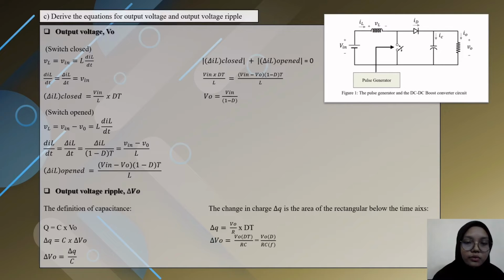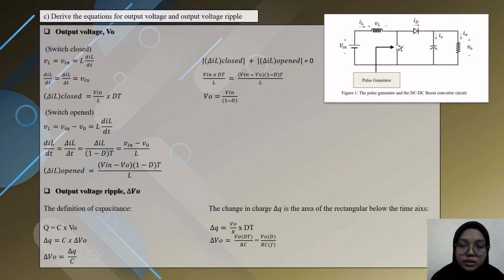So the output voltage ripple changes VO. We define the definitions of capacitance. So Q equal to C multiply VO. So we make it a change: ΔQ equal to C multiply ΔVO, and derive it equal to ΔQ over C. So the change of charge ΔQ is the area of the rectangle below the time axis.